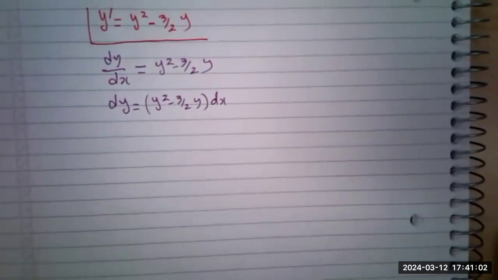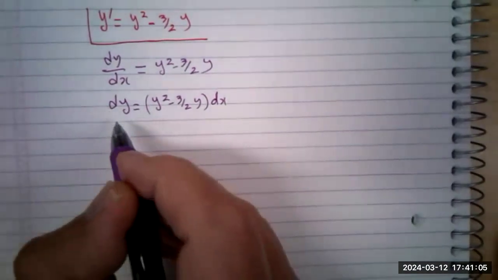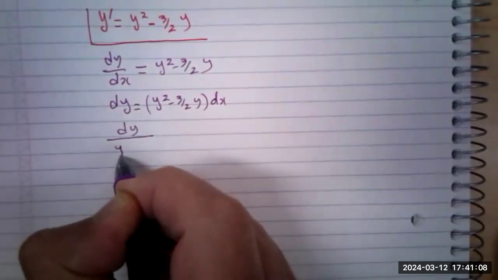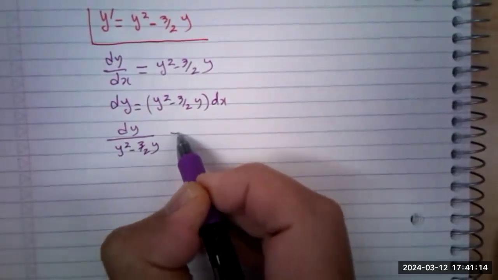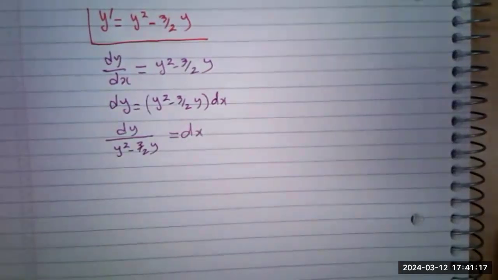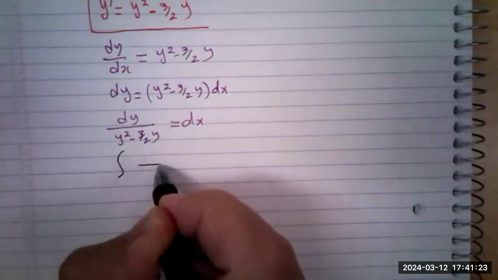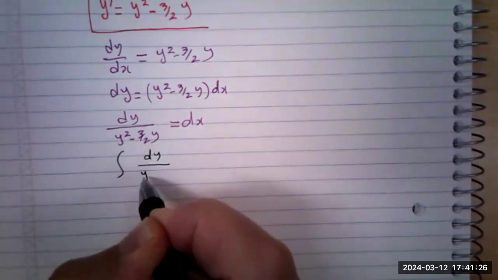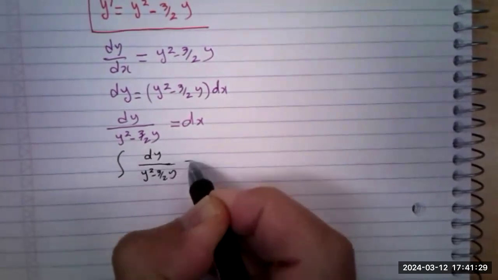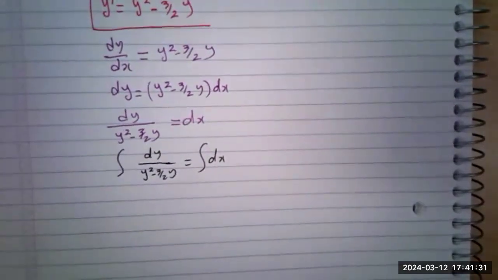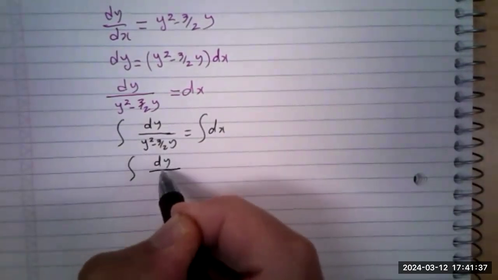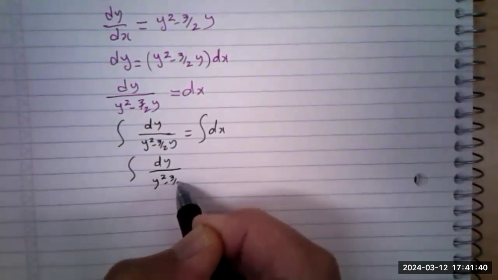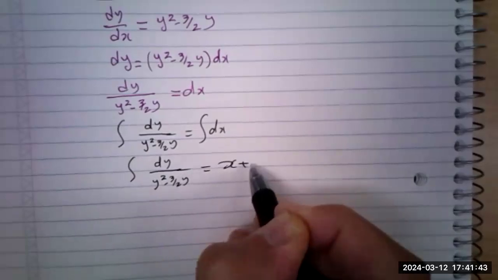Okay, that's it. So you have to put the y's together, so that gives you dy over y squared minus 3/2 of y, and the other side will be dx. Now we get the separable variables. So if you integrate, that gives you the integral of dy over y squared minus 3/2 of y, and on the other side the integral of dx. Okay, that integral is easy. So that gives you the integral of dy over y squared minus 3/2 of y equal to x plus c2.